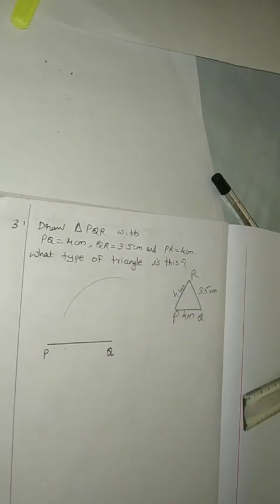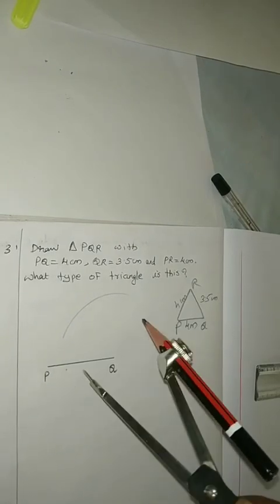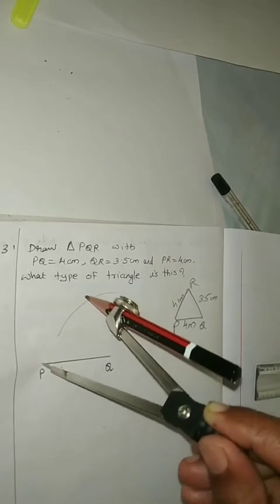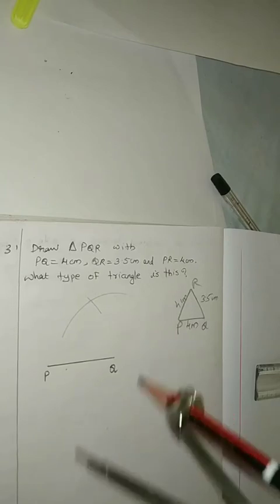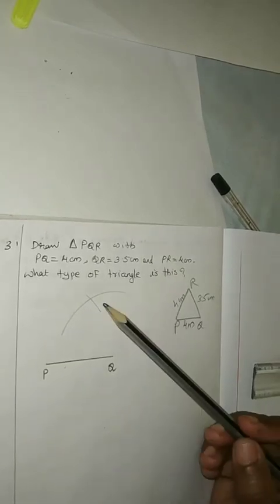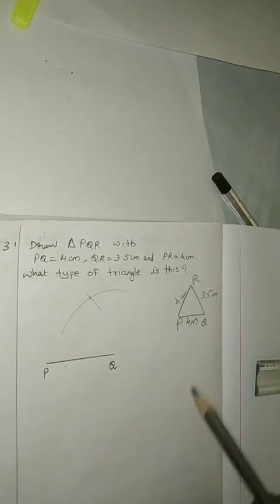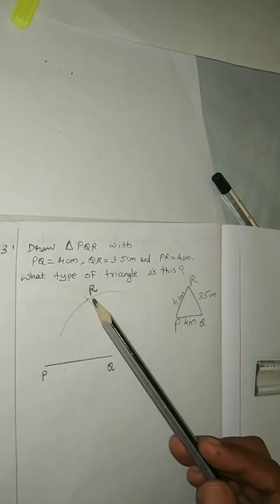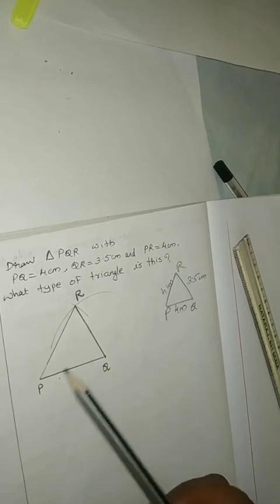Okay. Then take the compass distance 4 cm by using scale and compass. With the 4 cm as radius and P as the center, draw another arc to cut this first arc. Now we got the joining point of these two arcs. Now we can name this one as R. Then join PR and QR. Now we can write the measurement of each side.